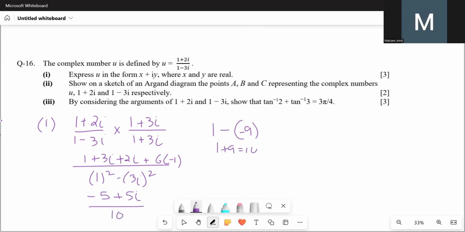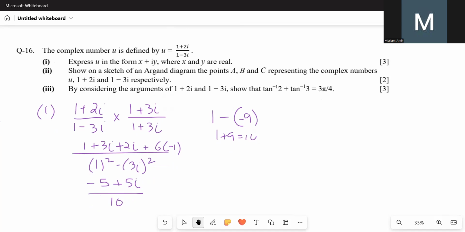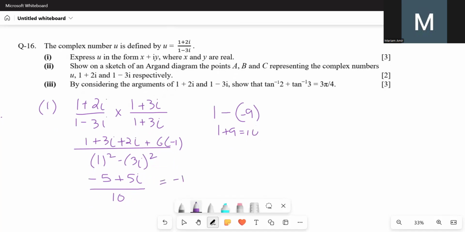Please do show your working on the side. So this becomes negative half plus half iota.